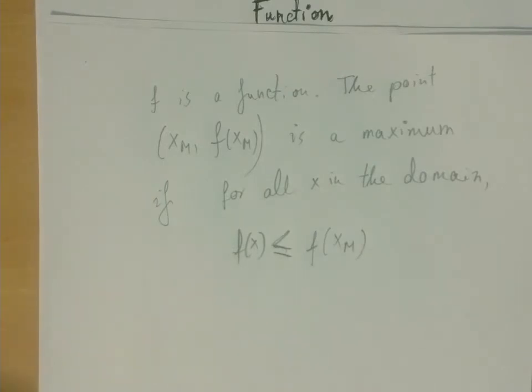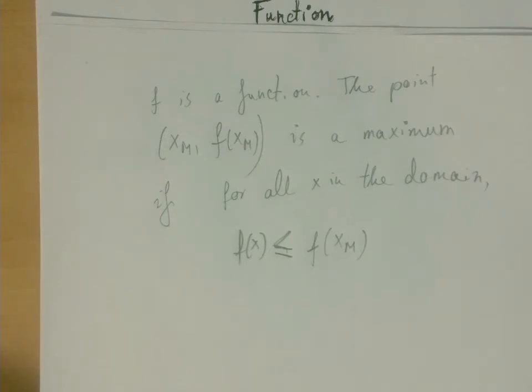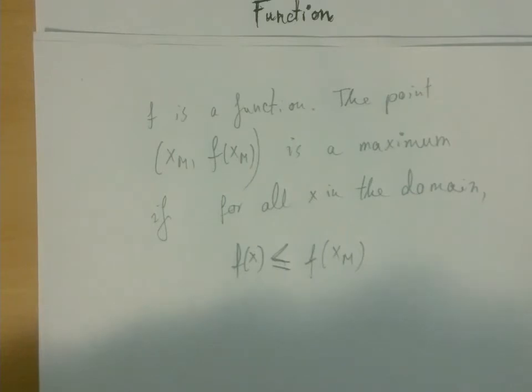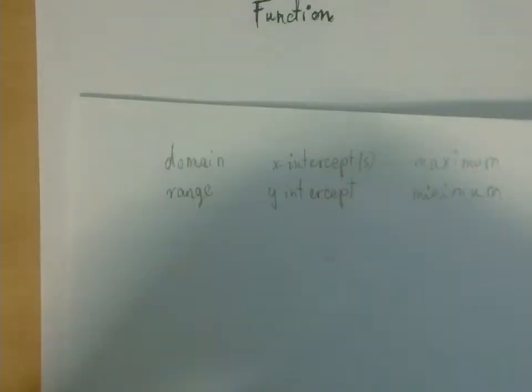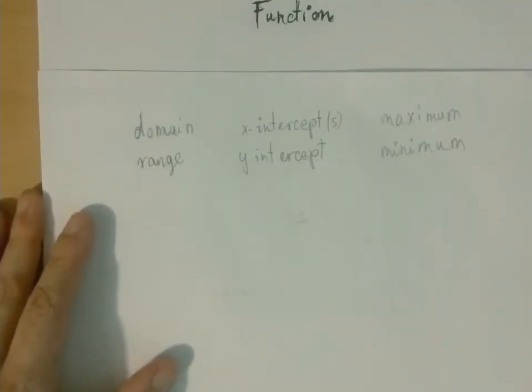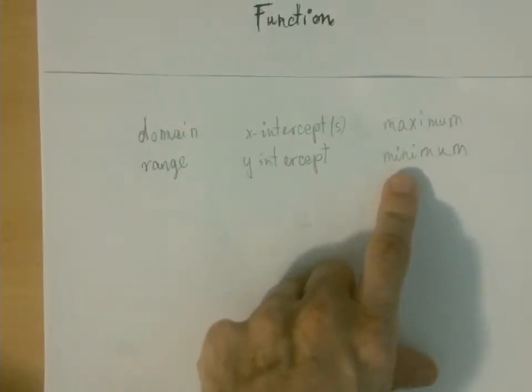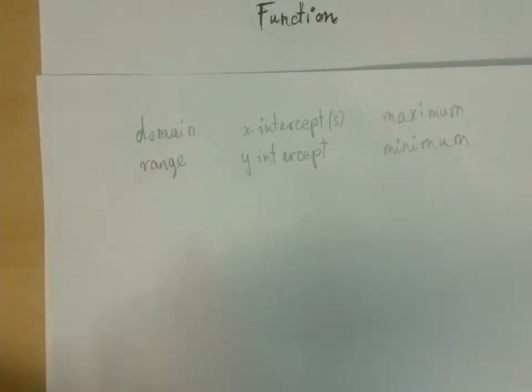Minimum goes similarly, you just reverse this inequality sign, right? So a point xm, f of xm is a minimum if for all x in the domain, f of x would be greater than or equal to f of xm. Now, in order to come up with the range, for example, we would have to find the maximums and minimums. Even though they come in order as domain, range, intercepts, and maximum minimum, usually you need to know what these two are so that you can find the range.